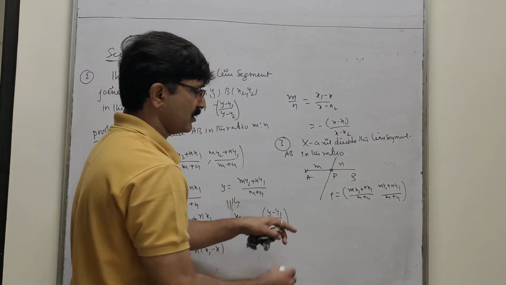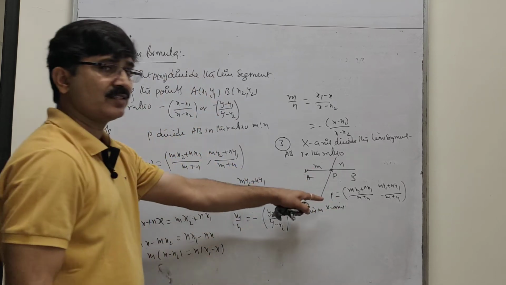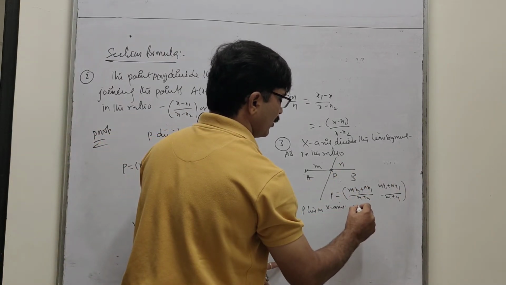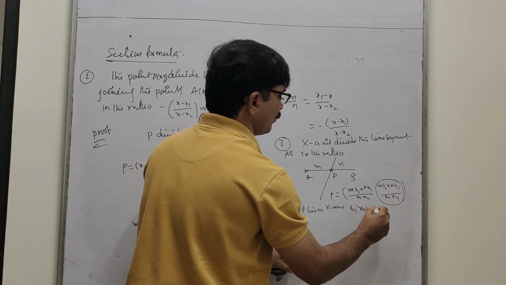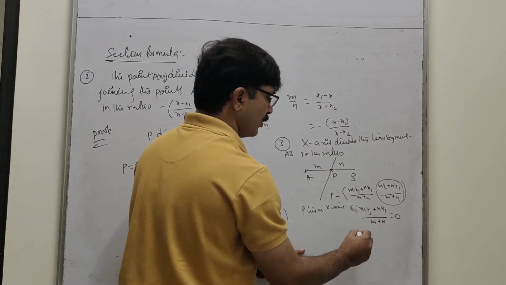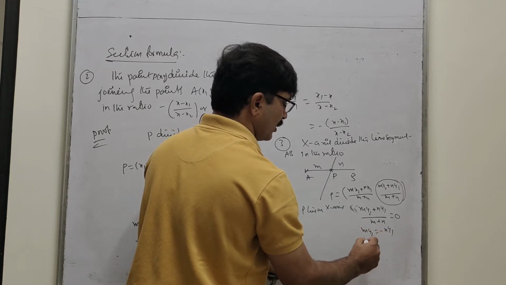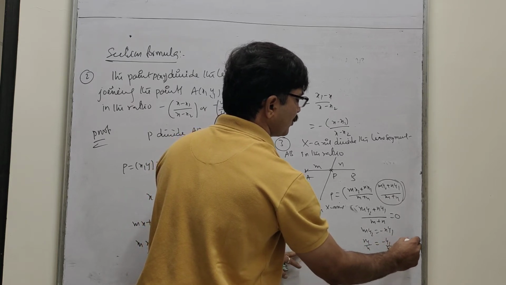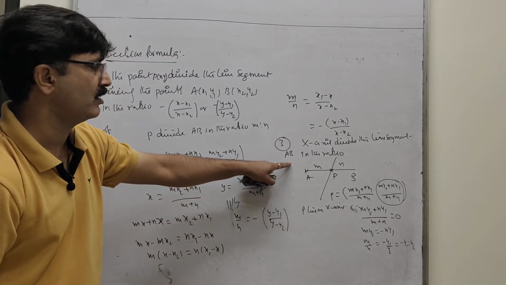But P lies on the x-axis. If P lies on the x-axis, then the y coordinate becomes what? 0. The y coordinate is 0. That means this is 0. So (my2 plus ny1) divided by (m plus n) is 0. What will you get from this? my2 is equal to minus ny1, or else m by n is equal to minus y1 by y2, or else minus y1 is to y2. Got it? Yes, the x-axis divides the line segment AB in this ratio.